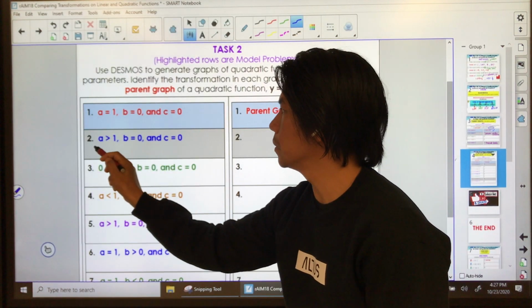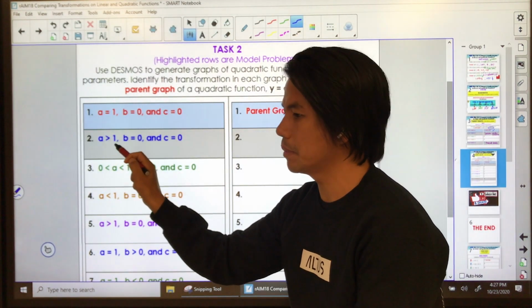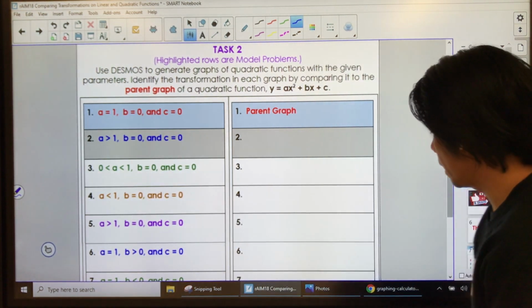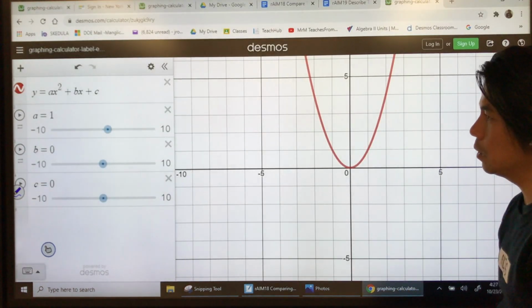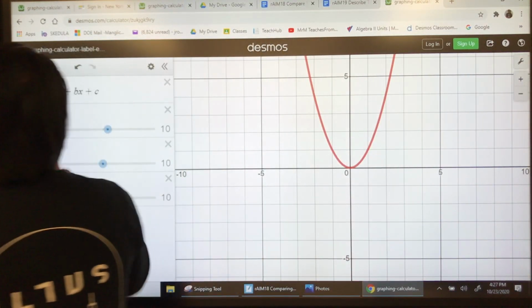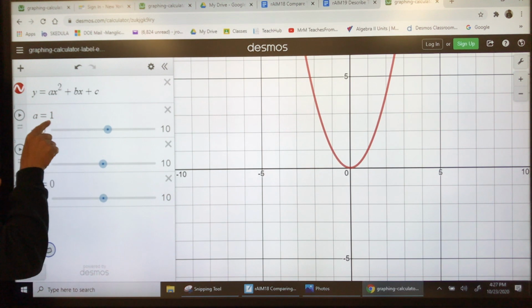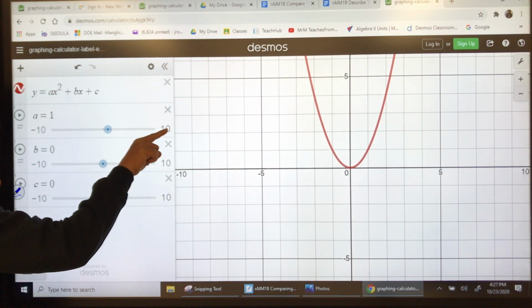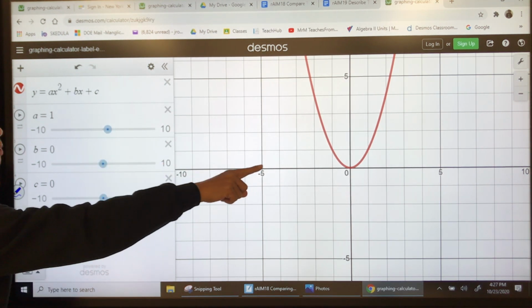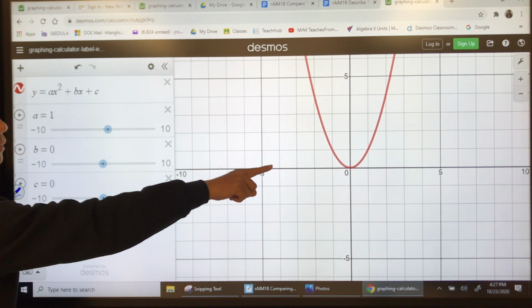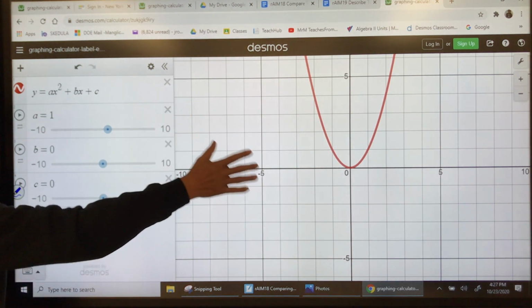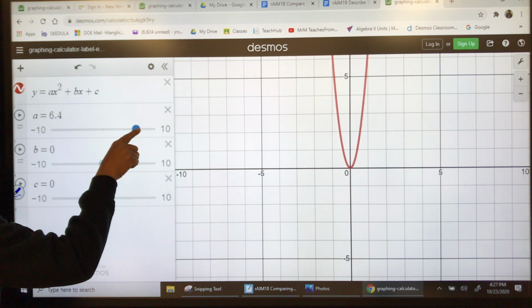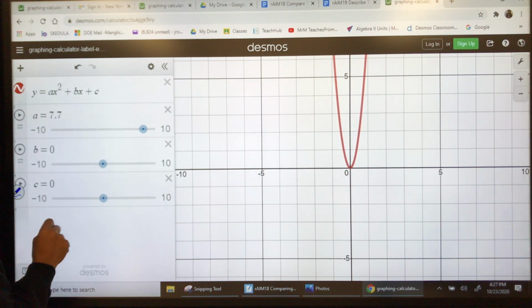Now let's do number 2. It says a is greater than 1, meaning more than 1, b is equal to 0, and c is equal to 0. What I want you to do is to observe, again, a should be greater than 1. So meaning we are going to slide this slider towards positive 10, and I want you to observe what happened on the parent graph or parent parabola. Take a look.